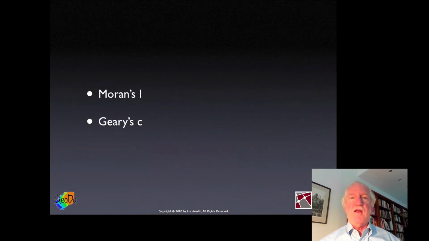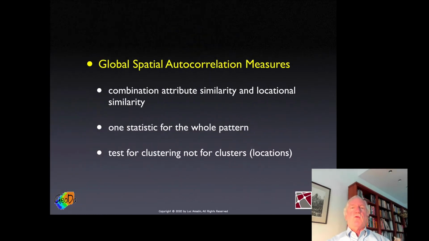One is Moran's I, arguably the most commonly used spatial autocorrelation statistic. The other one is Geary's C, which is a little less known, but therefore not less useful. And just to recap, what do we mean by a global spatial autocorrelation measure? We saw this a couple of modules ago, that a good spatial autocorrelation statistic combines a formal measure of attribute similarity with a formal measure of locational or geographical similarity. And we saw earlier that the latter, the second part, is the spatial weights.